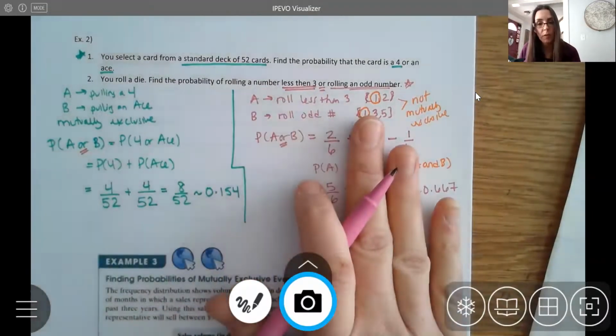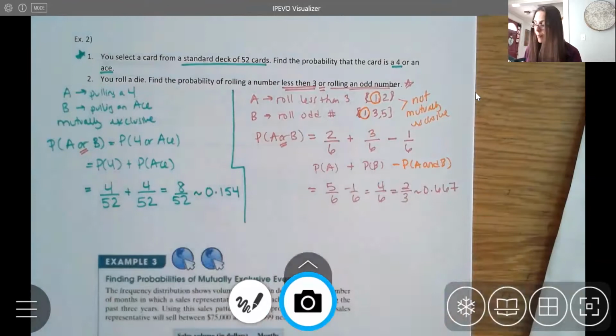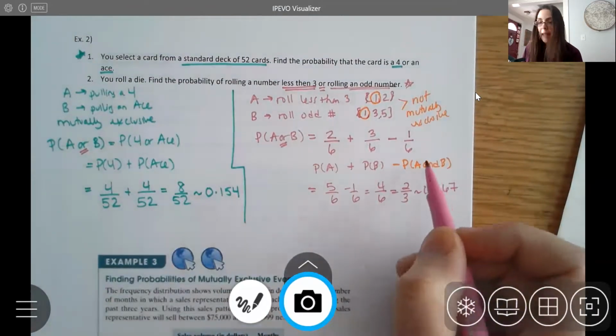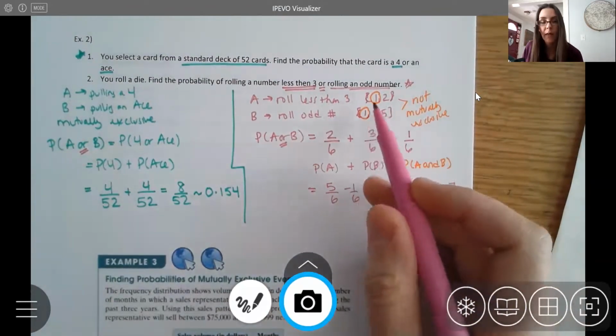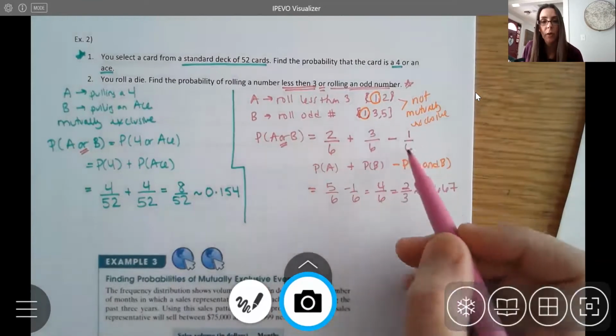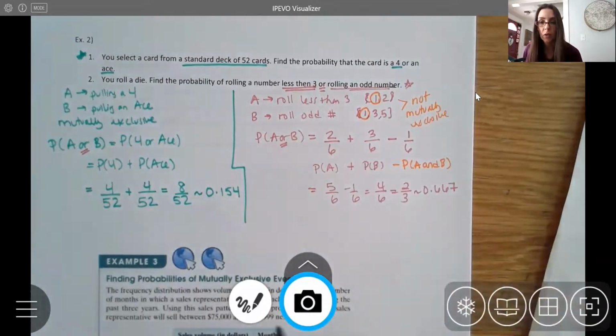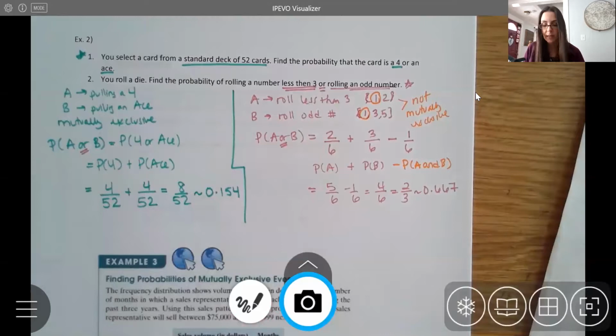Okay, so things that are mutually exclusive, much simpler. If they're not mutually exclusive, you have to look at that overlapping region, right? So subtracting out that and piece. Because I have one number that overlaps here, I need to go ahead and subtract it out because I've counted it too many times. That's the reason.